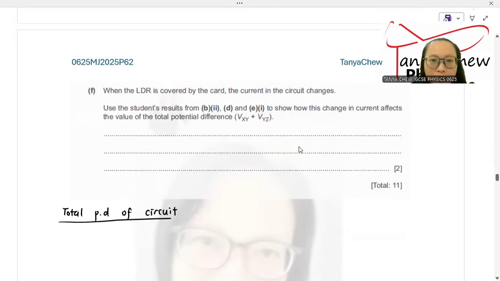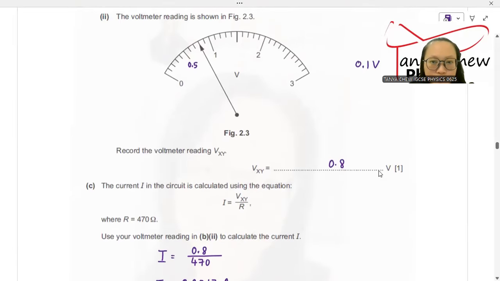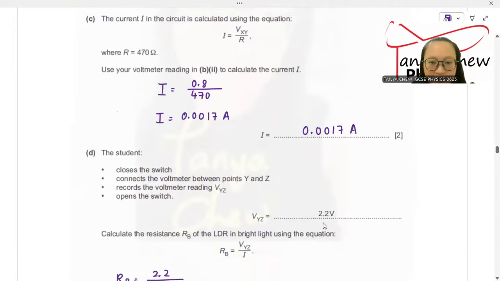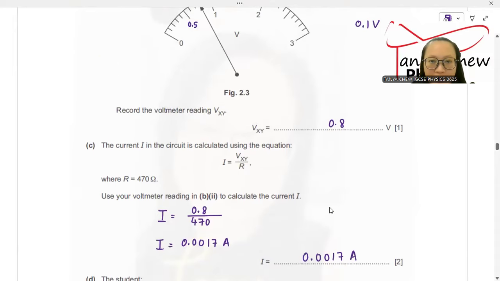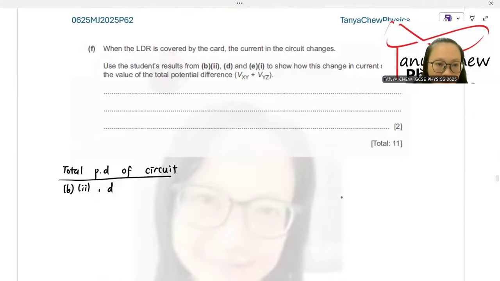Right, okay. From B to N, B part 2 and D, you could see that B part 2 and D: Vxy is 0.8 volt, Vyz is equal to 2.2 volt.